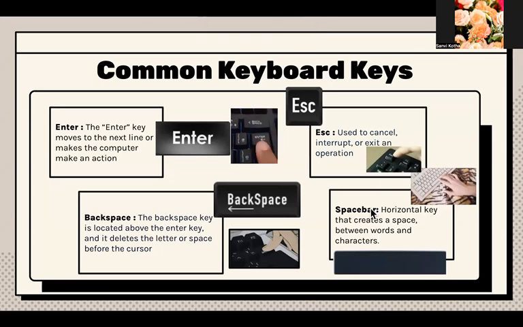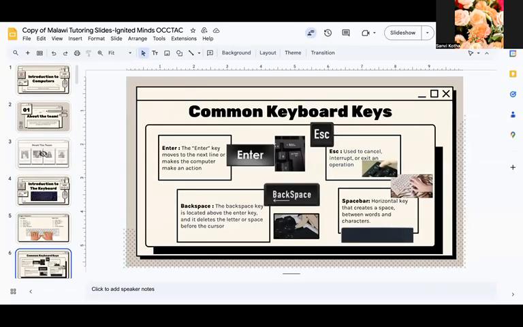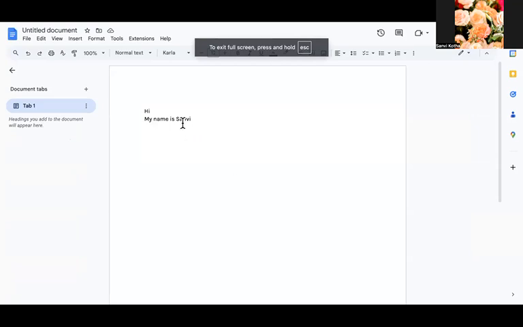For the backspace key. The backspace key is located above the Enter key, and it deletes the letter or space before the cursor. On Google Docs, let's say my name is actually Tonvi. Then my S would be replaced with a T. So to do that, I can delete this S and put T.